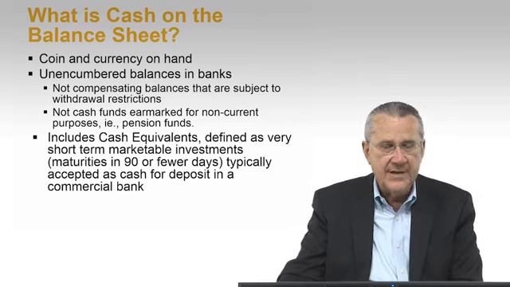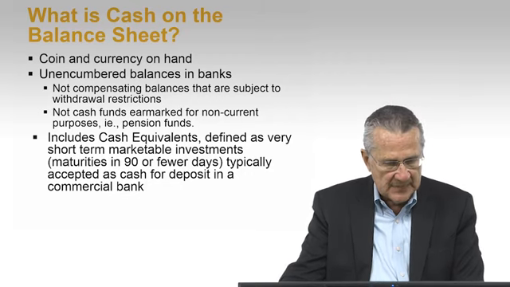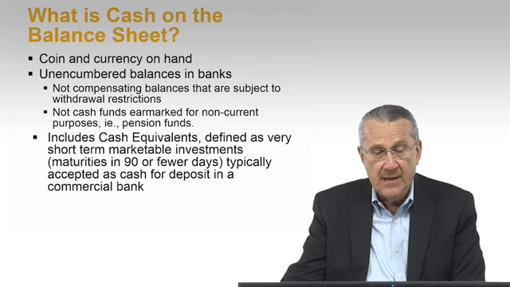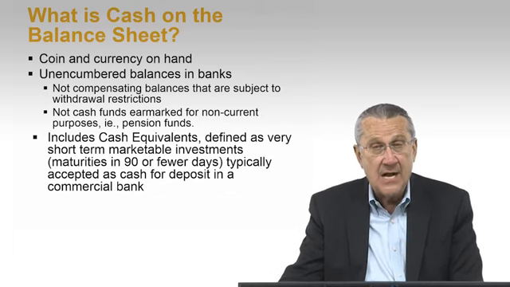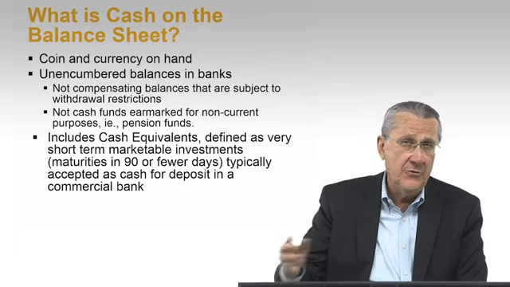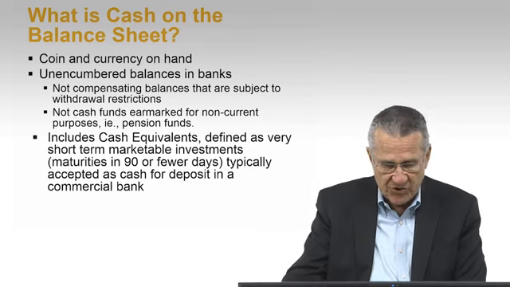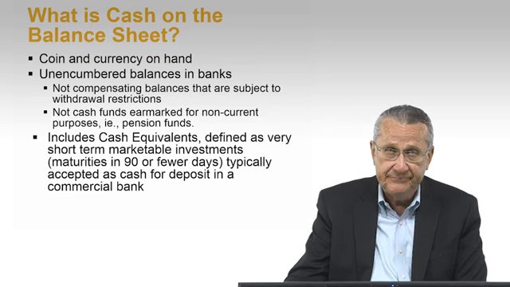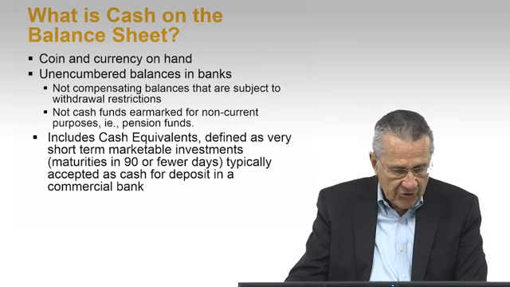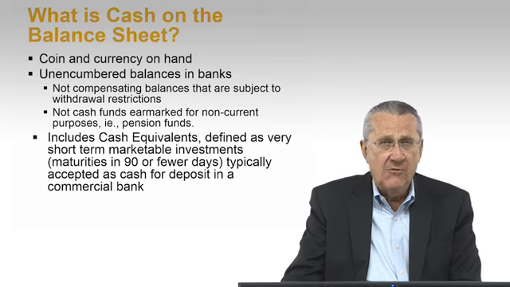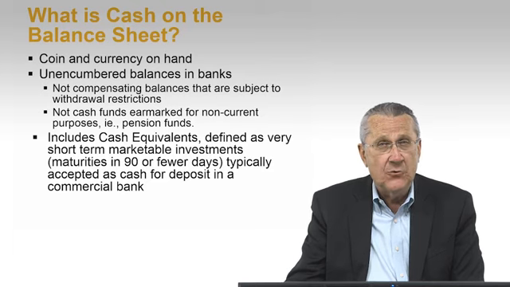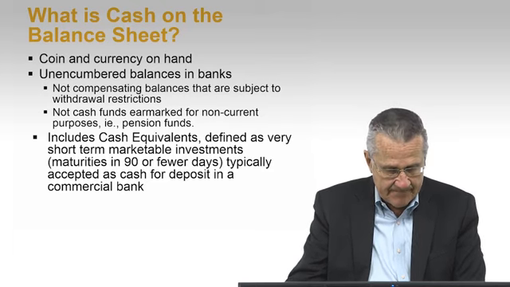Logically, it includes coin and currency on hand. It also will include unencumbered balances in the banks, but it won't include compensating balances or other balances in financial institutions that are subject to material withdrawal restrictions. And it won't include cash funds that are earmarked and may be mandated by contract for non-current purposes.